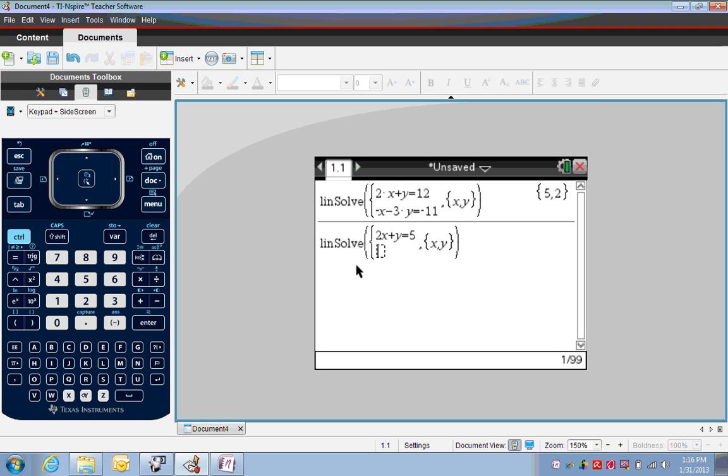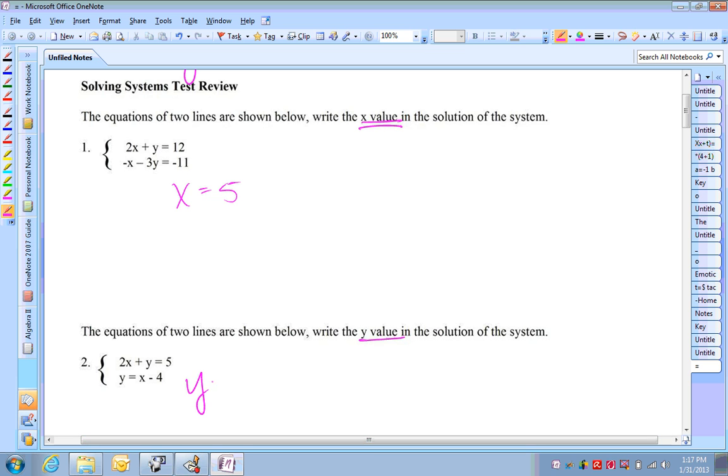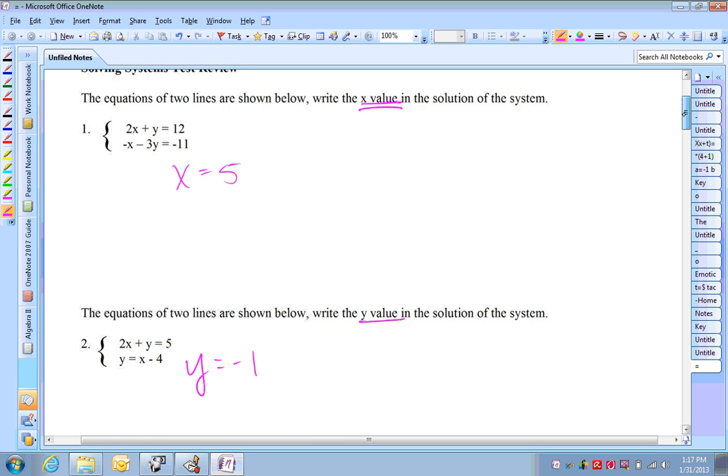We type in 2x plus y equals 5. And in the second equation, we're going to type in y equals x minus 4 and hit enter. So our y value, the second variable we defined, is negative 1 in this case. So y equals negative 1.